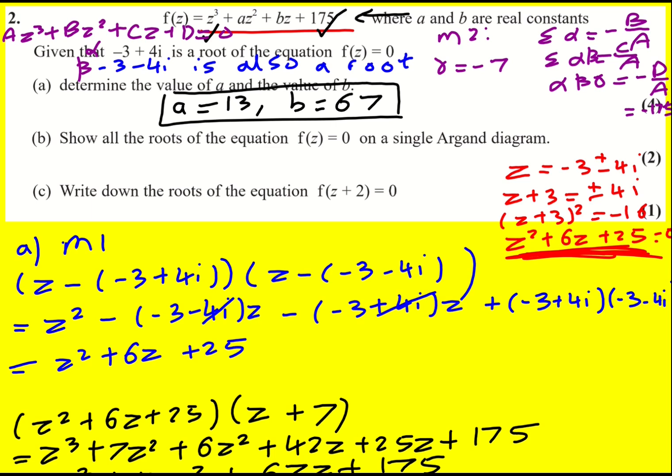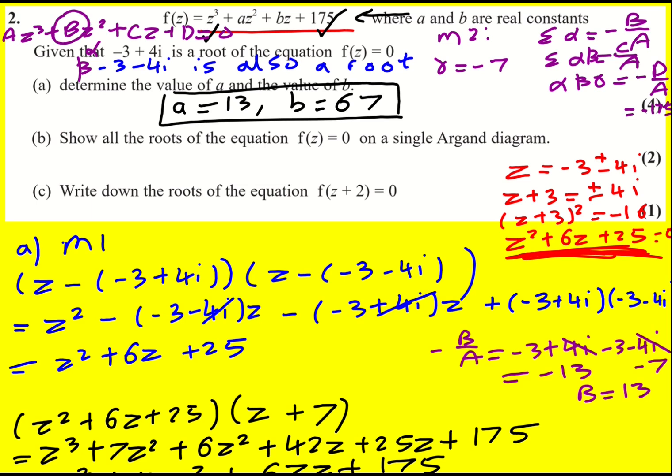So it's just going to be, I'm struggling for space here, but the minus b over a is then going to be minus 3 plus 4i, minus 3 minus 4i, and then minus 7. So these cancel. We're going to get minus 6 minus 7, that's minus 13. And we can see that a is 1, so b is just going to be 13. But that b is this b here, confusingly. So actually it's a equals 13. And I've found it out.